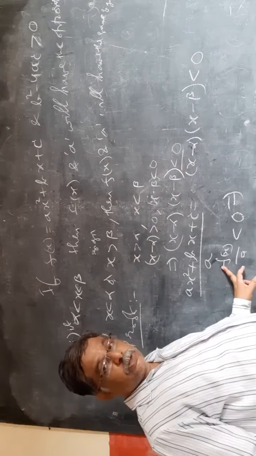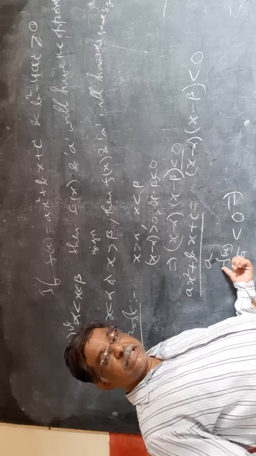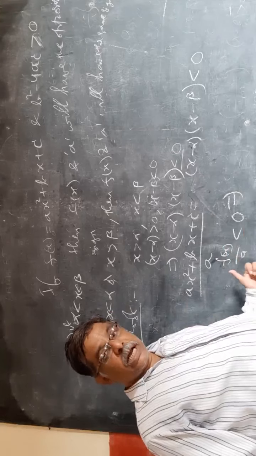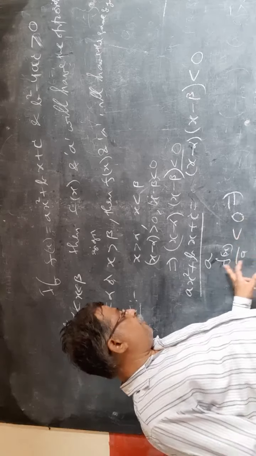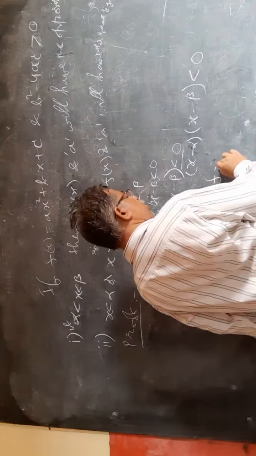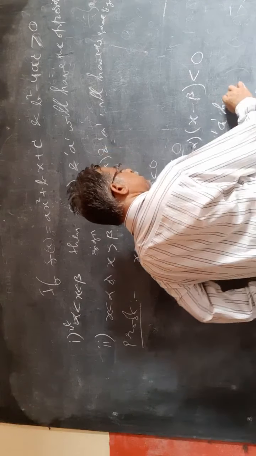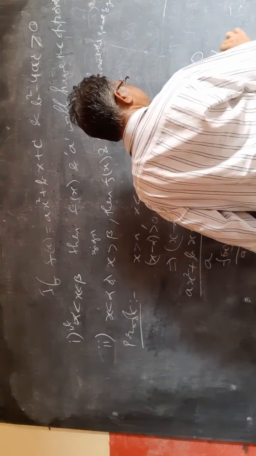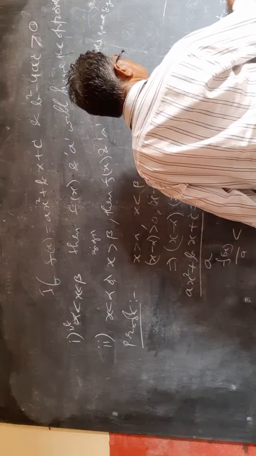If f of x is positive, a is negative. Positive by negative, negative. If f of x is negative and a is positive, then also negative by positive, negative only. So this becomes possible only if both have opposite sign. This implies f of x and a have opposite signs. Opposite sign.